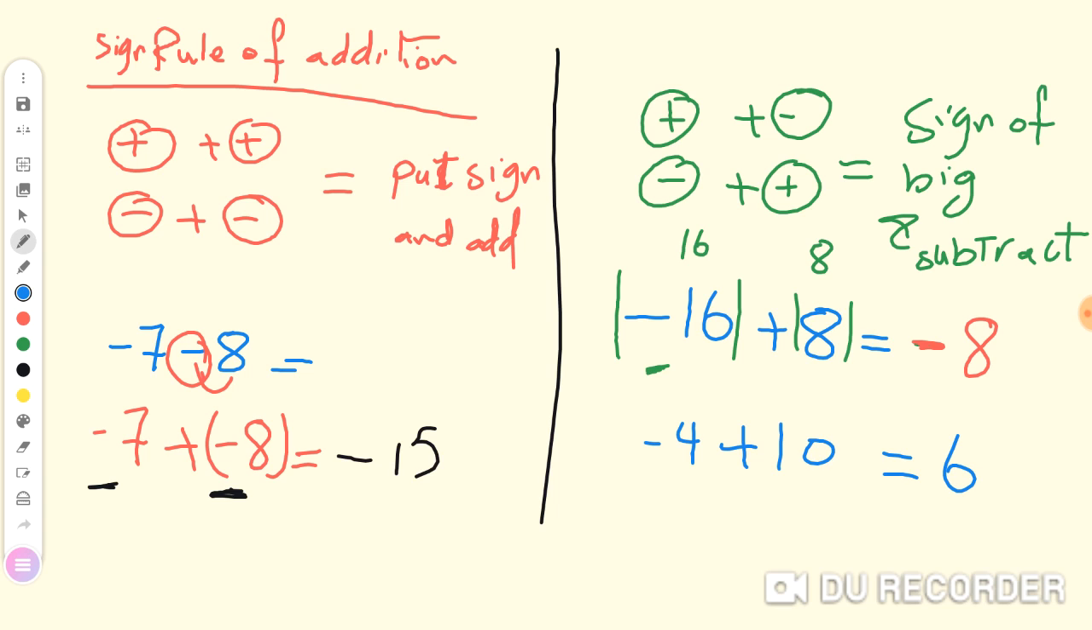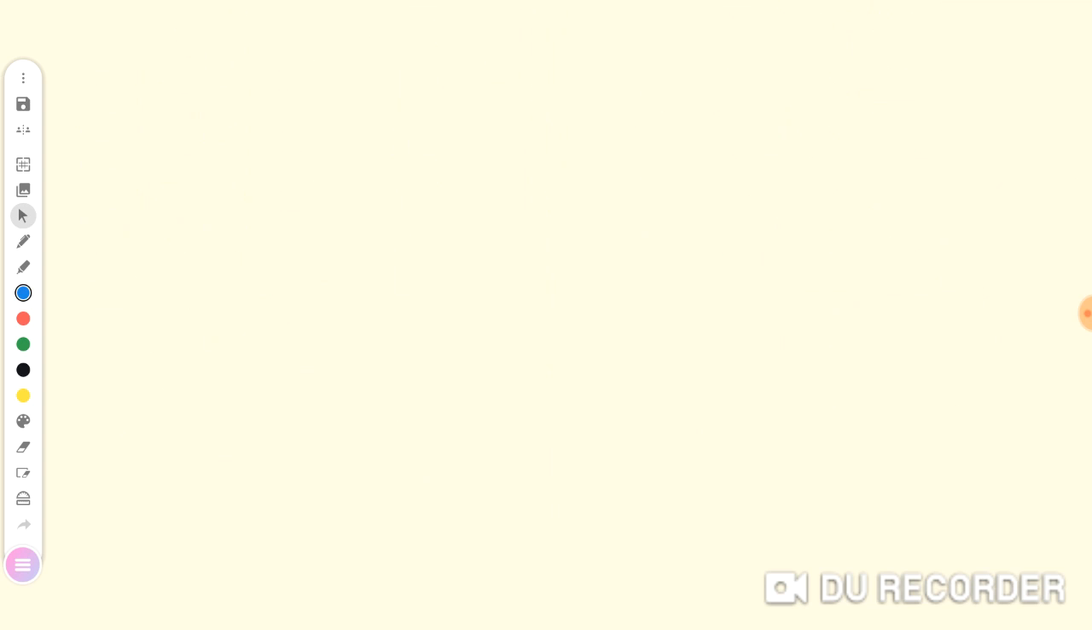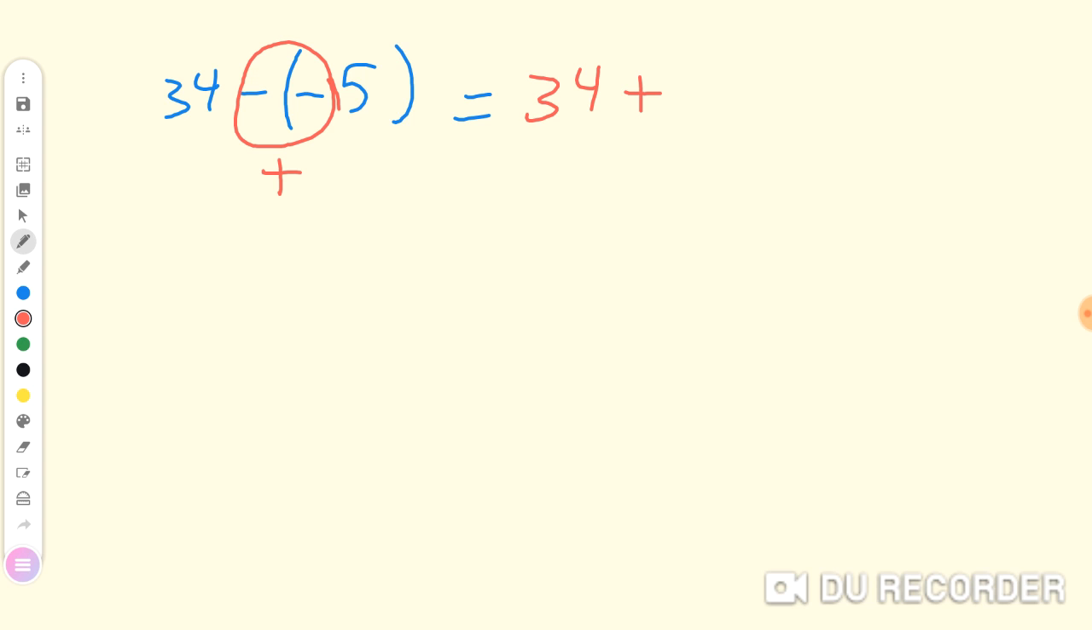Okay? Another very important note, you have to take care about it, which is a special case. If I have two consecutive negatives, a negative next to a negative directly, like this number, 34 minus negative 5. In this case, if we have two consecutive negatives, we change it to positive. So I can write it as 34 plus 5, which is equal to 39. Take care about it, please. This is a special case of subtraction, okay?